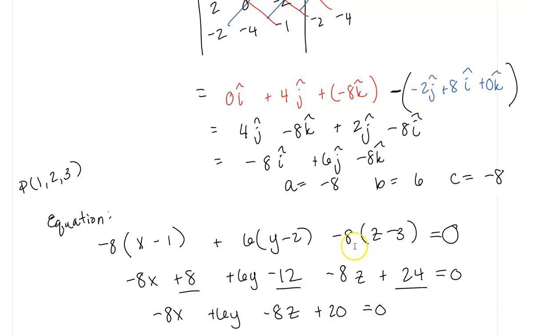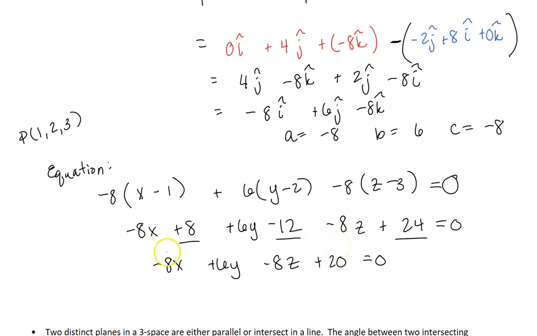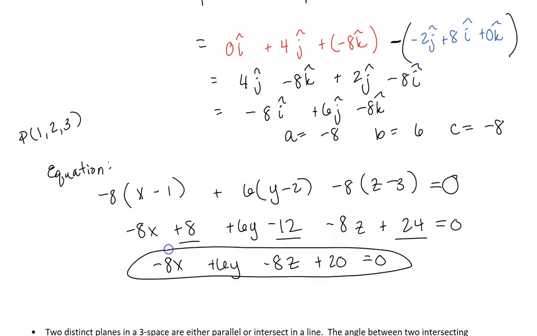And there is absolutely nothing wrong with this answer. If you wanted to submit it, it would be correct. It's just not simplified. If you wanted to go through and divide by, say, 2 to clear out the common multiple, you could have negative 4x plus 3y minus 4z plus 10 equals 0. You don't have to do that. I just want you to know that it's valid.